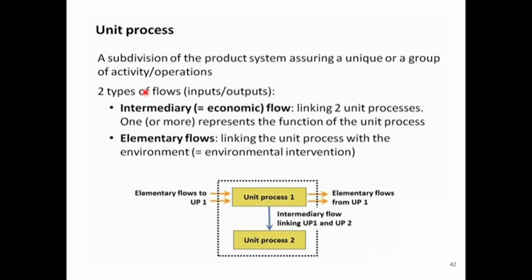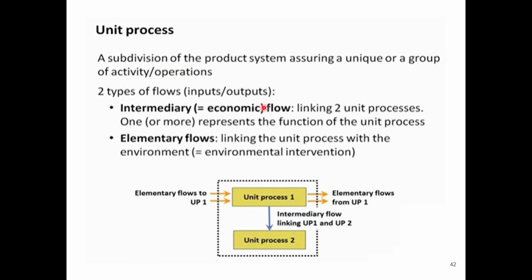And what is a unit process? Basically, it is a subdivision of the product system, assuring a unique activity or a group of activity operations. So it is basically a subdivision of the processes, which assures a unique or a group of activities or operations in the product system. And there can be two types of flows.